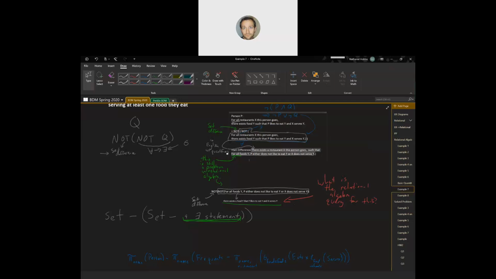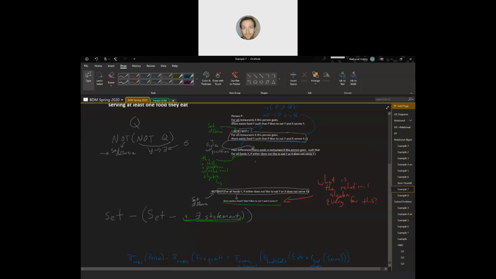And this statement has another for all, which we flip again, using this same trick where we have the outer knot being a set difference, the inner knot flipping the quantifier, changing that for all foods, either the person doesn't like to eat it or the restaurant doesn't serve it, to there exists a food that the person likes to eat and the restaurant serves it.